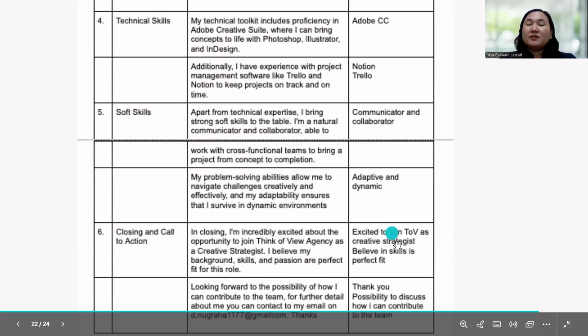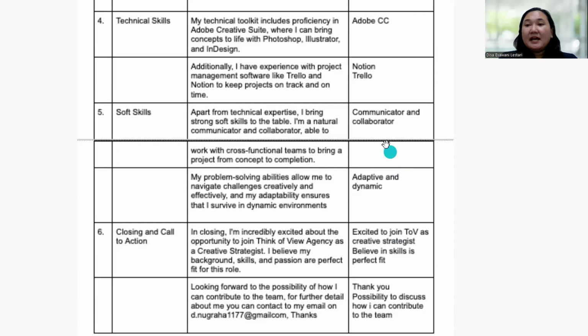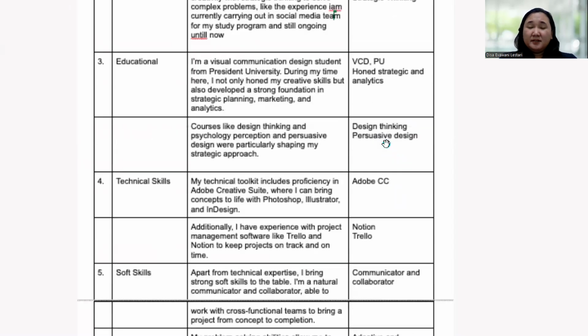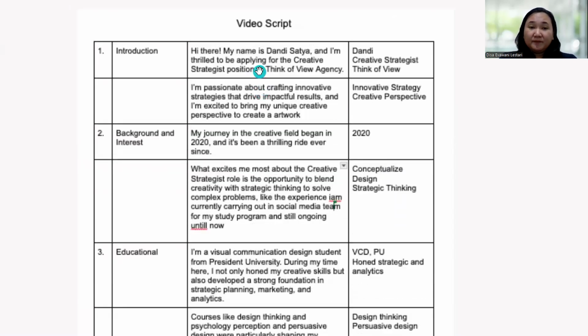As you can see, the one on the right side here are the outlines, and then in the middle here is the elaboration of this outline, in full sentences. So this will be your assignment for today, which is creating the video script for your video resume.